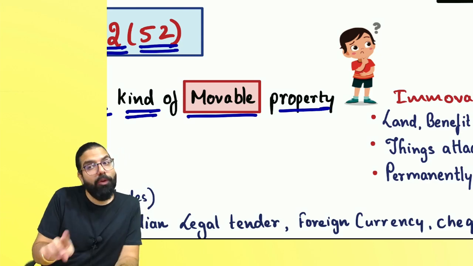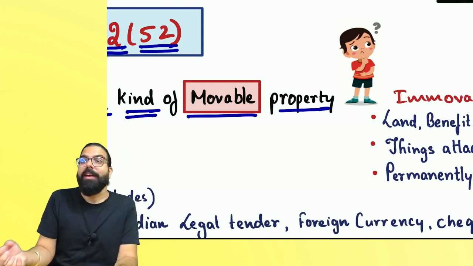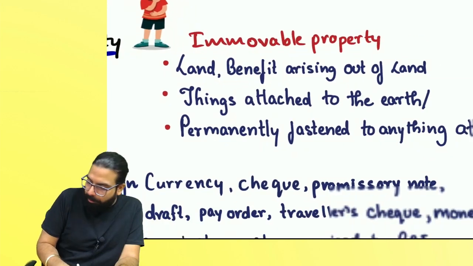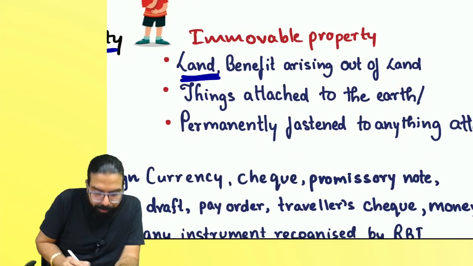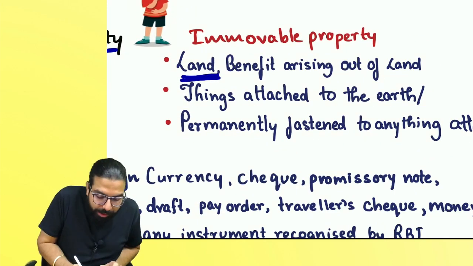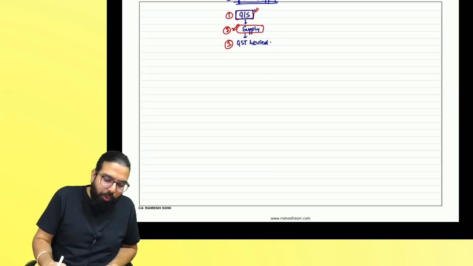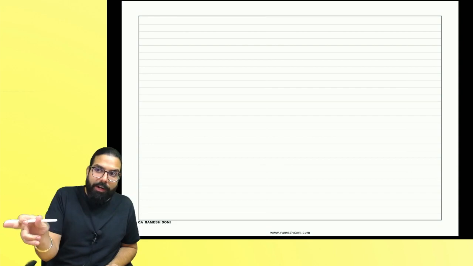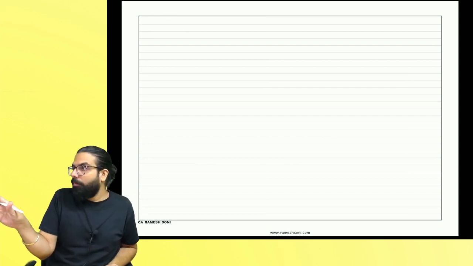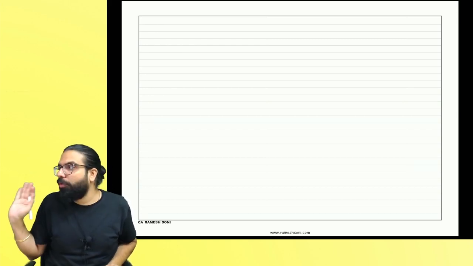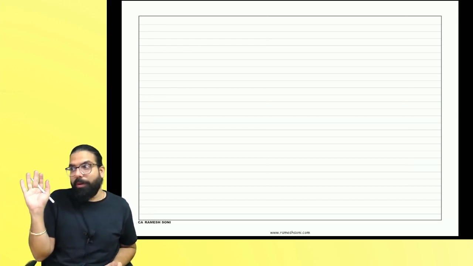Then when you go ahead and read what is immovable property, they told: immovable property means land. Immovable property means land, and any benefit arising out of land. So tell me one thing. What is immovable property? Because if it is immovable, it is not movable. If it is immovable, it is never goods. Because goods means only what? Movable. Can I go ahead?